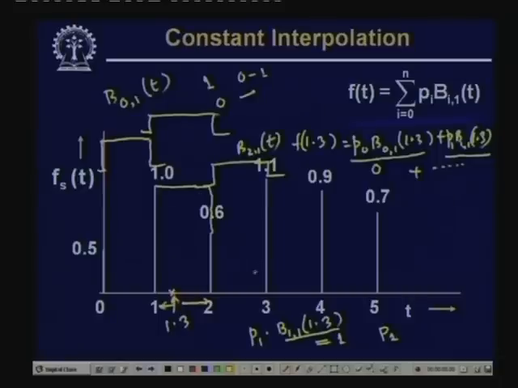Following a similar argument, between 2 and 3, the function value will be equal to f_2. Between 3 and 4, the function value will be equal to f_3. Between 4 and 5, the function value will be equal to f_4, and it will continue like this. So, this is what I get if I use this simple interpolation formula, that is f(t) equal to sum of p_i b_i1(t). Similar is also the situation if I go for linear interpolation. So, what do I get in case of linear interpolation?